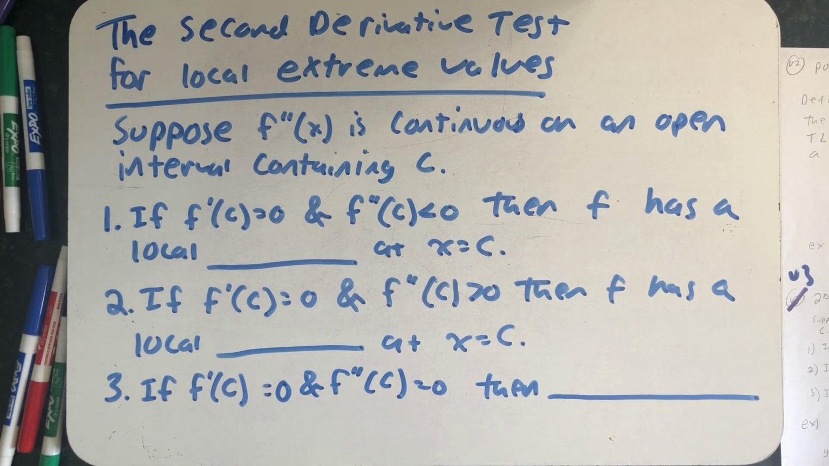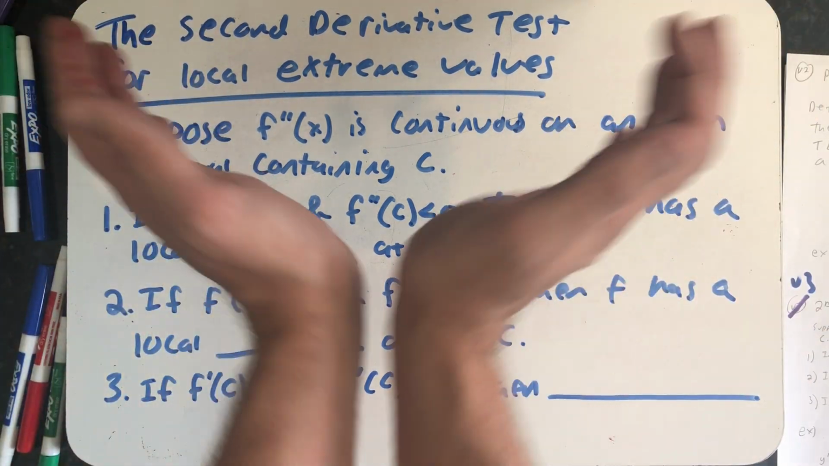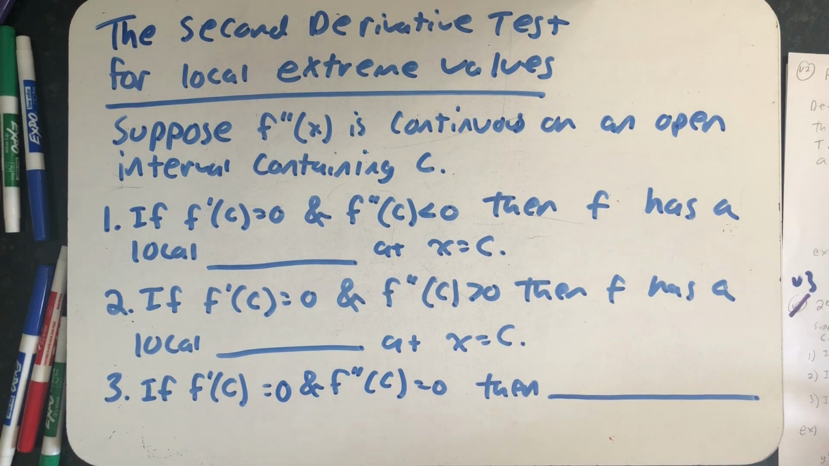Let's talk about the second derivative test for local extreme values. This is a different statement than the second derivative test for concavity. The second derivative test for concavity just tells me whether I have that concave up shape or that concave down shape in my graph.